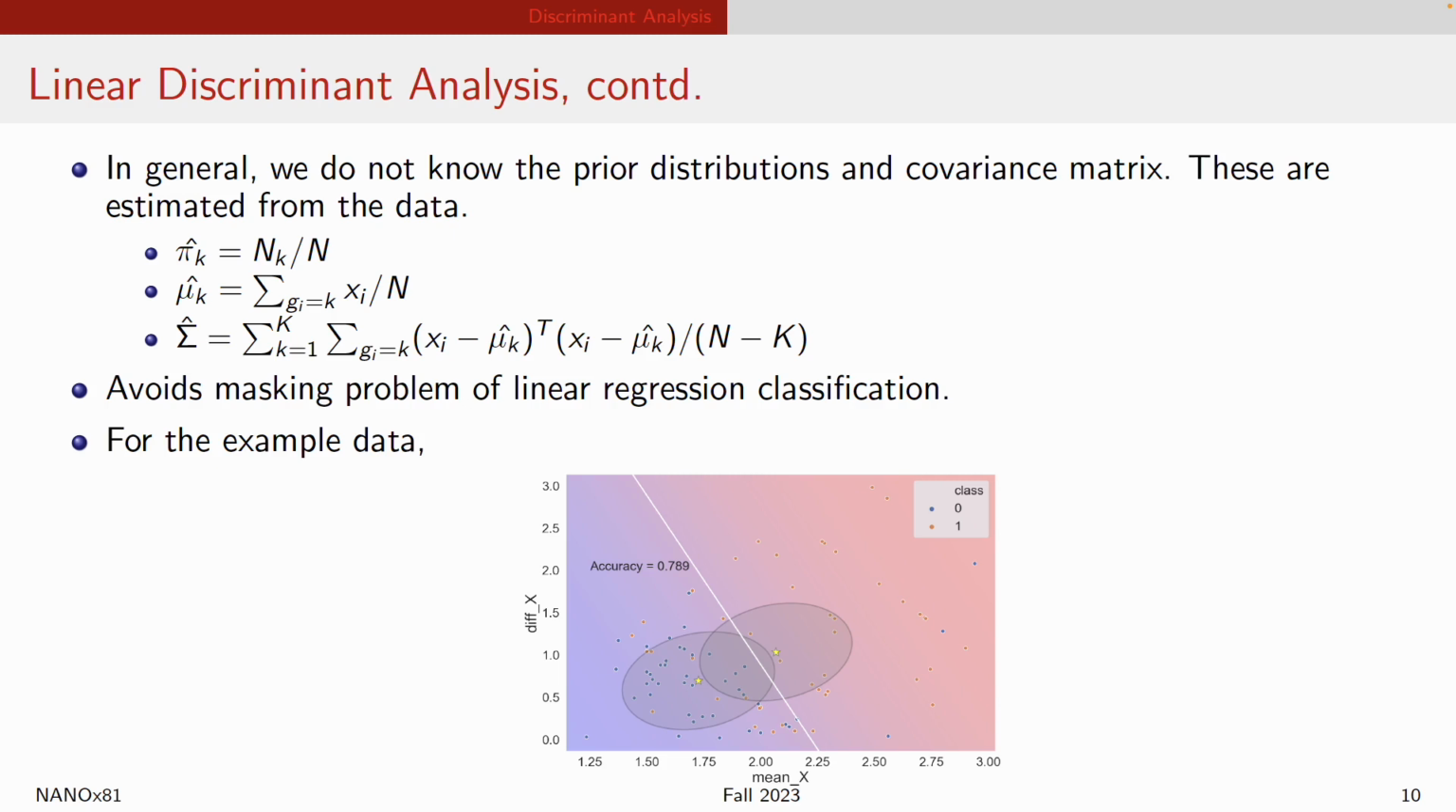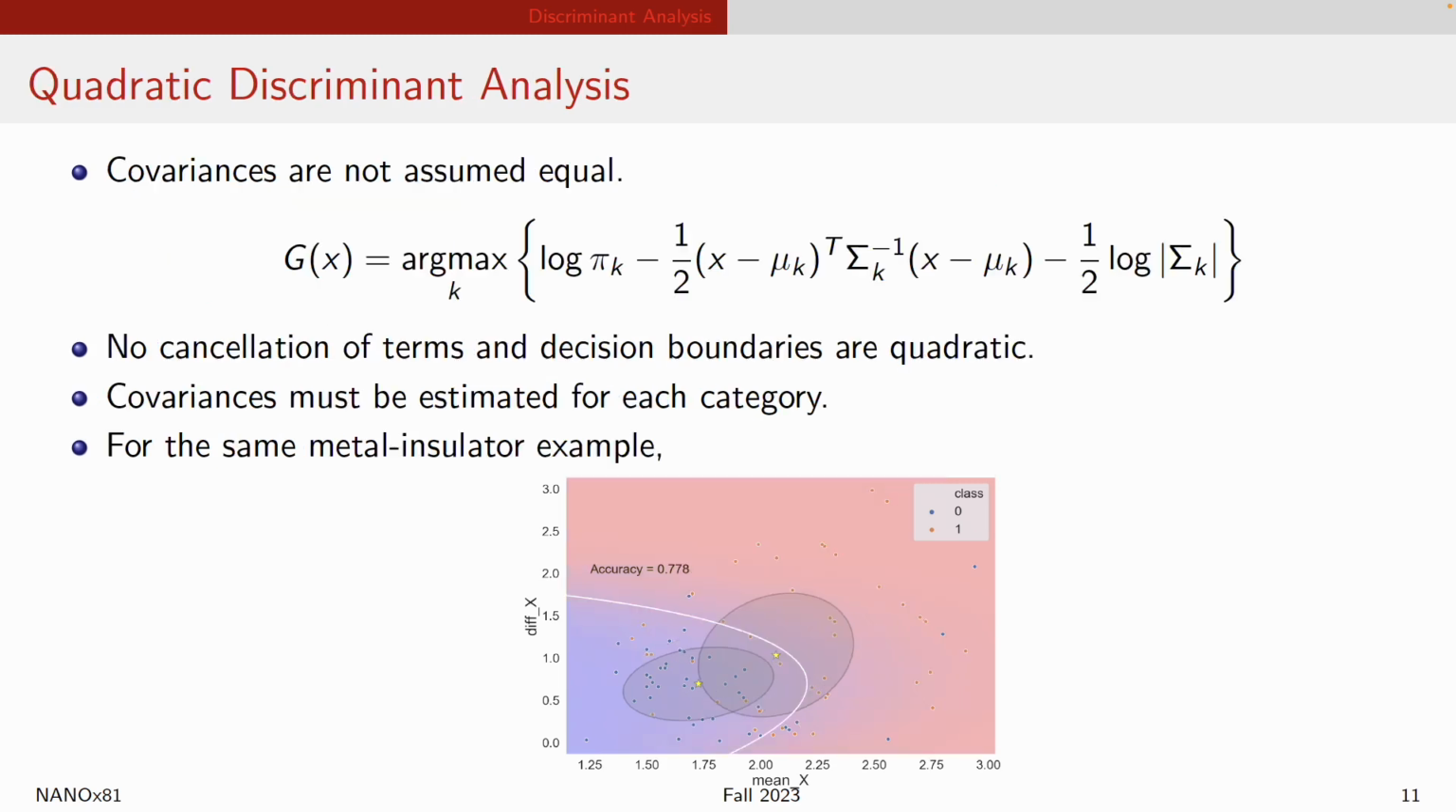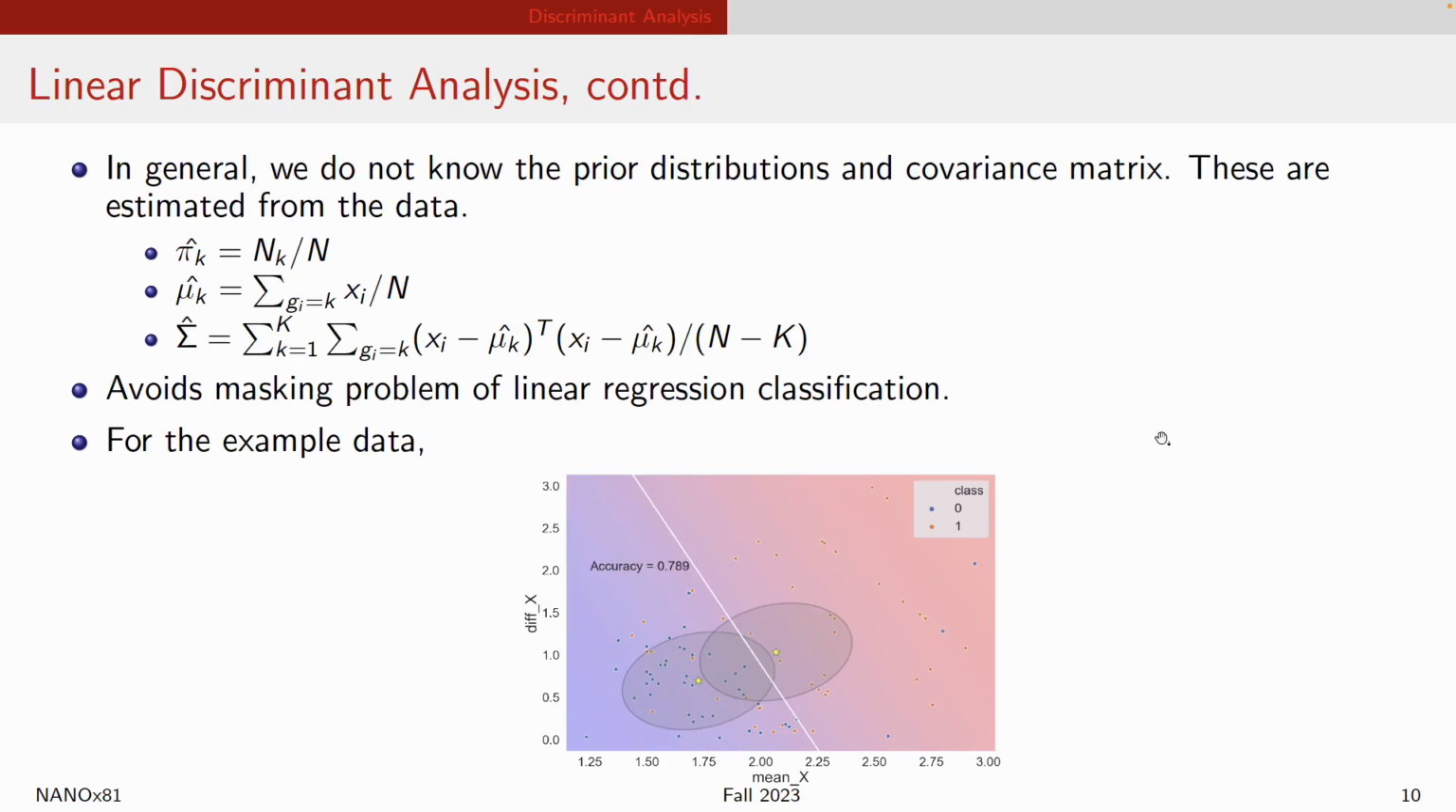Now, the good thing about linear discriminant analysis is that it avoids the masking problem that you have with standard linear regression classification. Okay, so for our metal-insulator data set, what you will get if you run a linear discriminant analysis is something like this. Now I'm going to go through the code with you on how to do linear discriminant analysis.